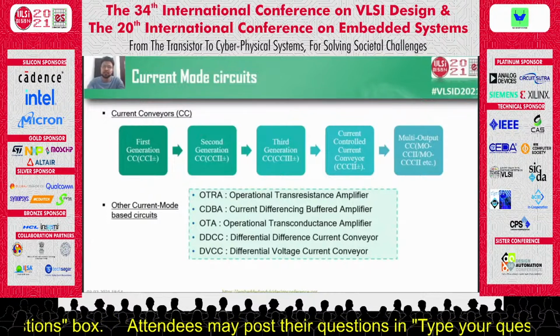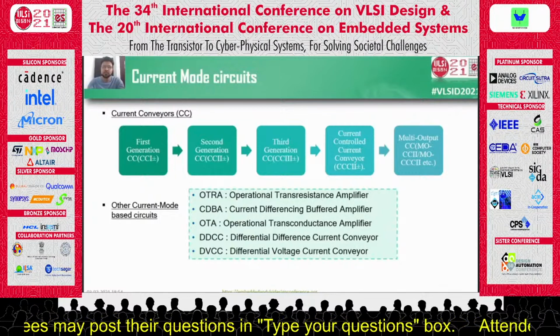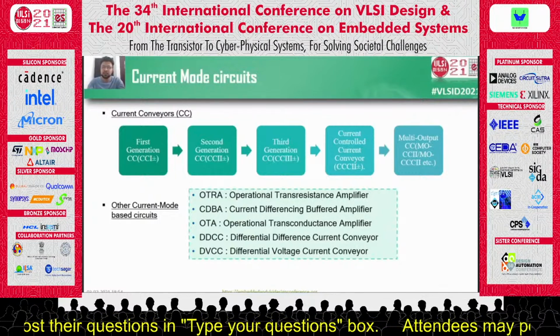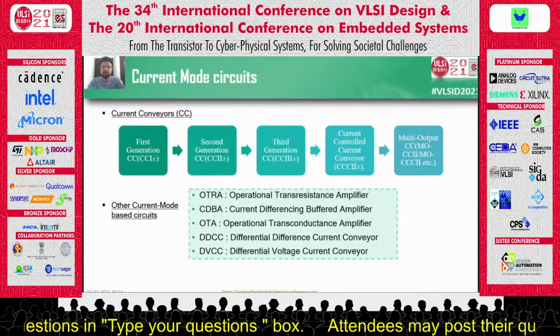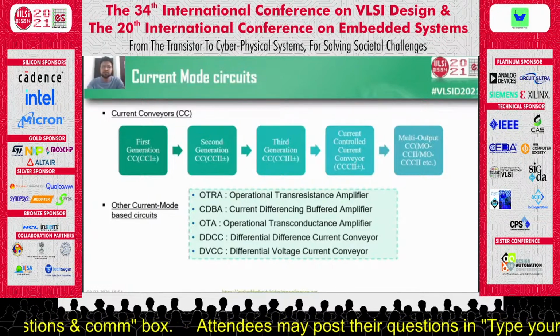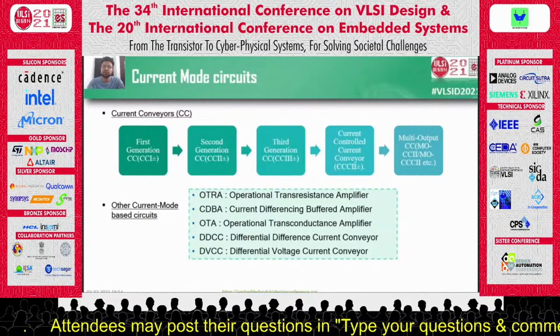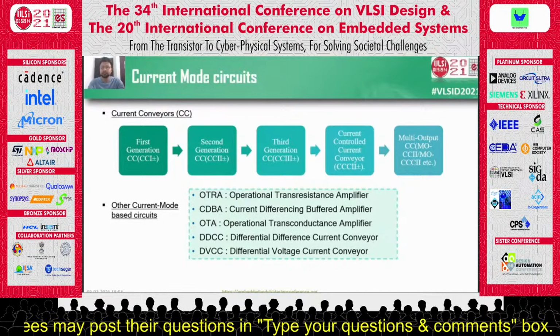Other than these current conveyors, there are some other current mode based circuits, like the operational transresistance amplifier, the current differencing buffered amplifier, operational transconductance amplifier, differential difference current conveyor, differential voltage current conveyor, etc. In the proposed work, the CDBA, the current differencing buffered amplifier, is used as an active element.